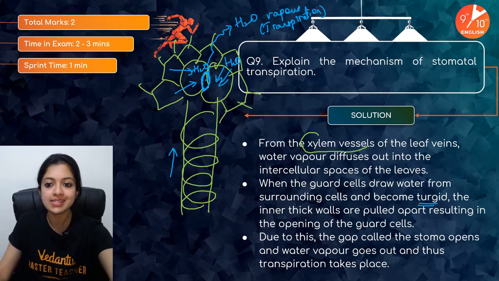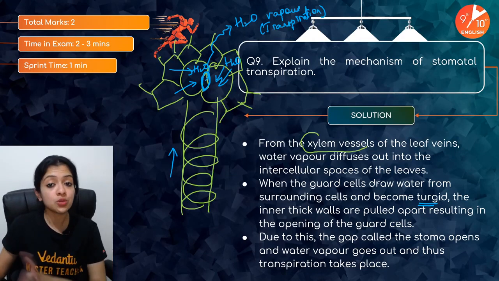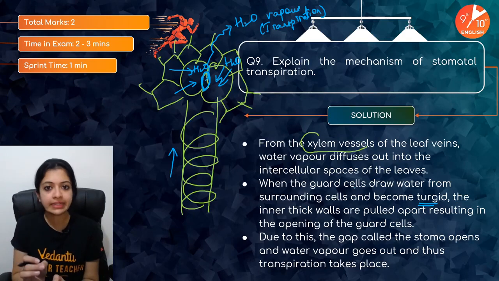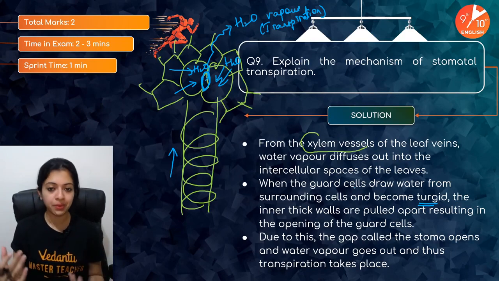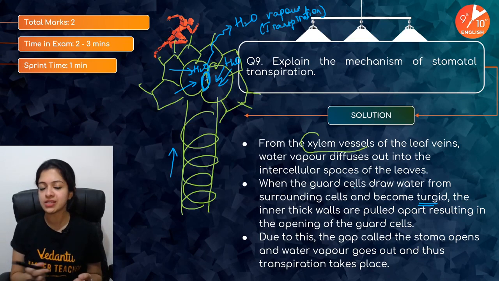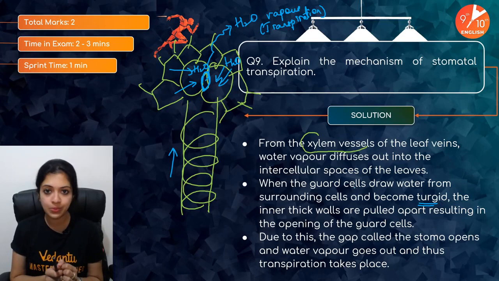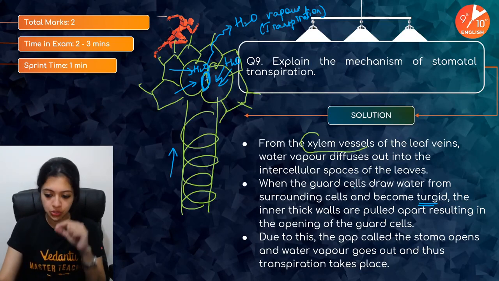Right, children? So this is how the mechanism of stomatal transpiration occurs. And remember that approximately 90% of transpiration in a plant body occurs through the stomata. And also remember, the rest of it happens through the lenticels. Some of it happens through the cuticles as well. All right, super important for you to know that.